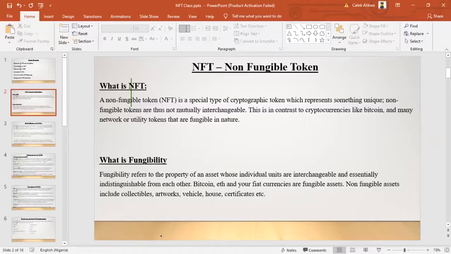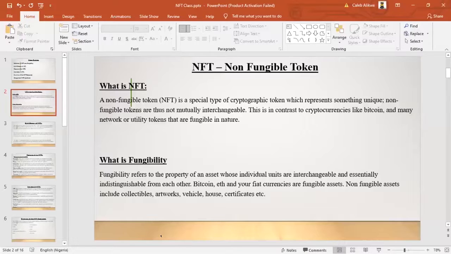Also, you can't easily interchange a non-fungible asset for another. I can't have a Mona Lisa painting and exchange it with you for a Da Vinci painting, because they have different qualities, they have different value, and they have different provenance.